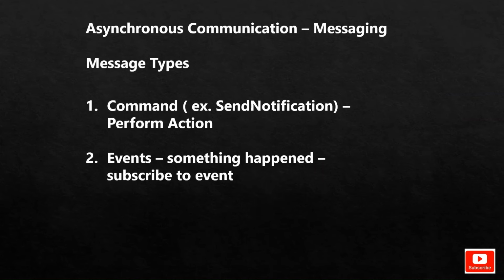Now let's see the types of messages in asynchronous communication. Two of the most important types of messages are commands and events. A command message is a request for a particular action to be performed. For example, a notification needs to be sent, or an email needs to be sent. So a command can be issued to another microservice and that microservice will perform the action. Usually a command is listened to by only a single microservice. Events. The other type of message is an event. An event message is simply a way of announcing that something has happened, and multiple microservices can subscribe to an event.